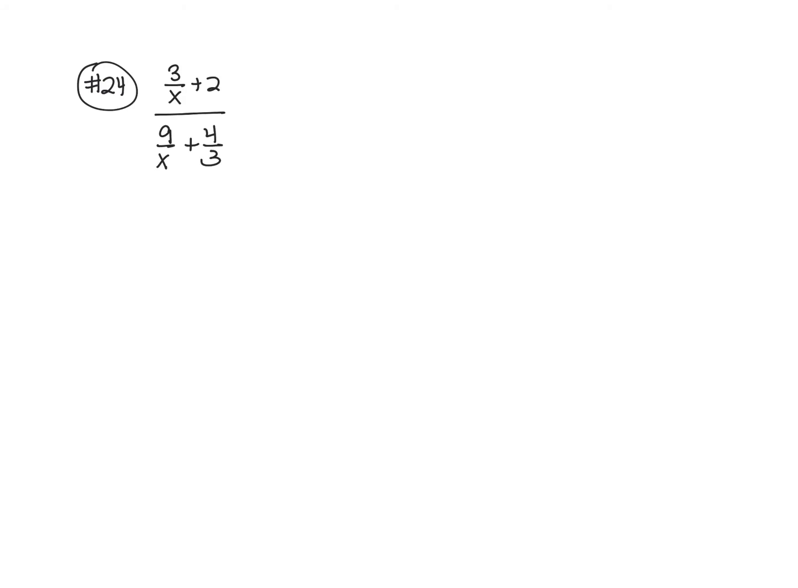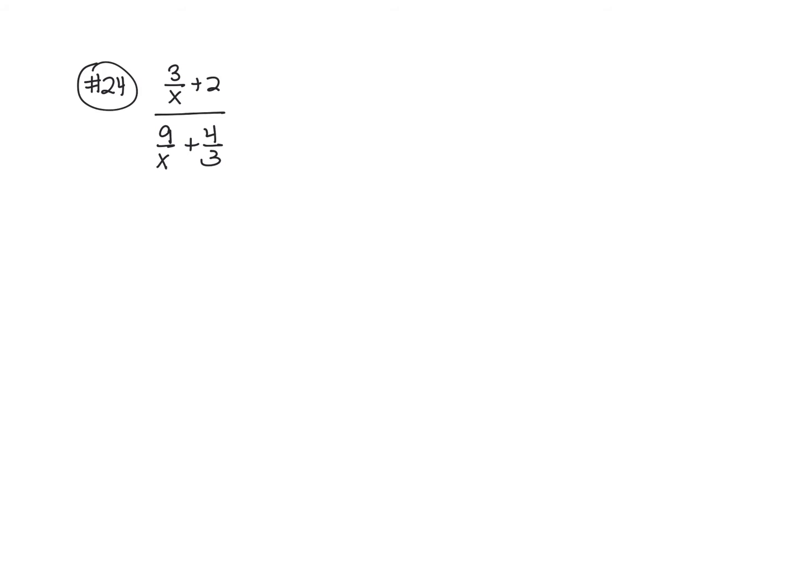Problem number 24 asks us just to simplify and state the excluded values. And I notice problem number 24 happens to be a complex fraction, which means a fraction within a fraction, or fractions within a fraction. There are two ways to approach this. I will show you both on here, and then you can choose the one that makes the most sense to you.